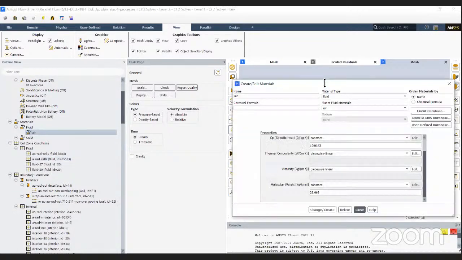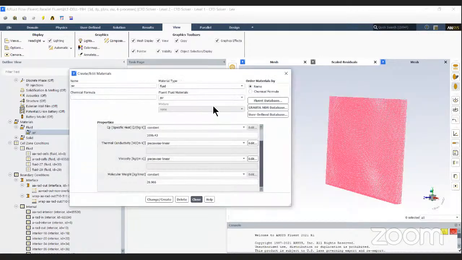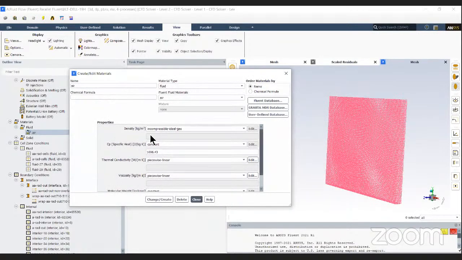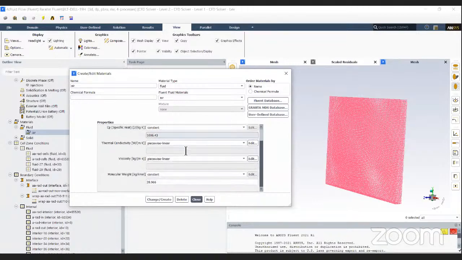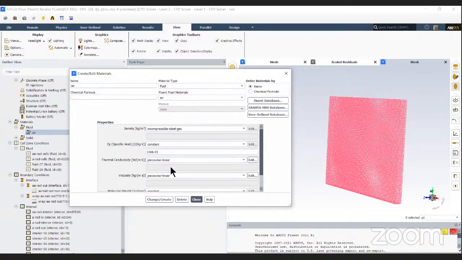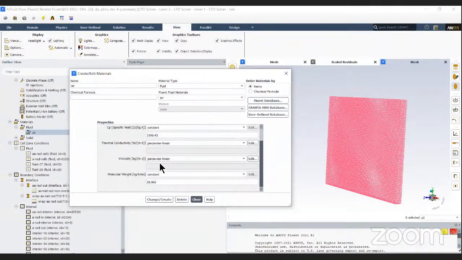For fluid properties, and this is important, you can use incompressible ideal gas. Incompressible ideal gas basically means that your density is not changing so much because of pressure, but it might change because of the temperature, right? And when you're working with high heat sources such as the engine, this is something that you might want to consider, right?